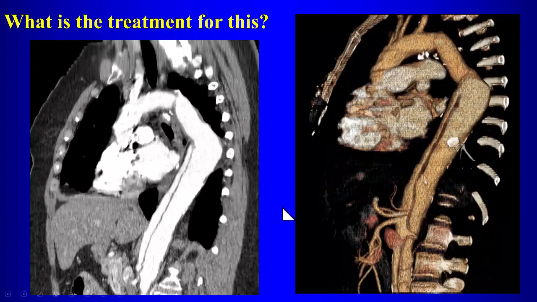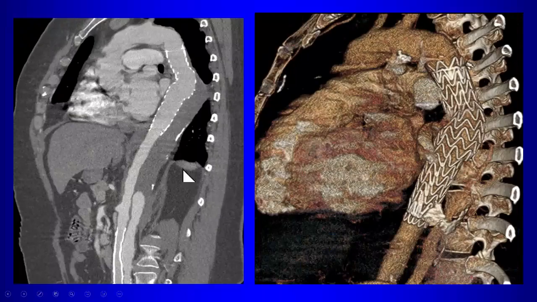So how can this be treated if we have a malperfusion here because of compression of the true lumen by the false lumen? Stenting. Yeah, so here they would place a stent into the true lumen. The idea would be to maintain the patency of the true lumen and also to decrease the size of the false lumen and then eventually hope that the false lumen thromboses.